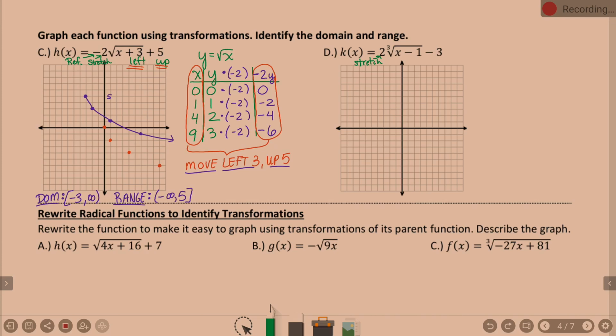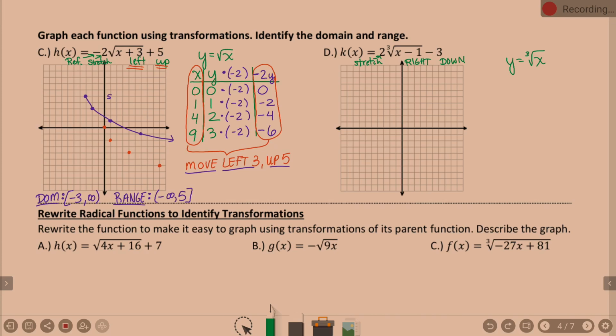It's a cube root. So when we think about our XY chart over here, we're going to talk about a cube root. A -1 under the root, left to right opposite the sign, so right 1, a -3 at the bottom, down 3. Okay?